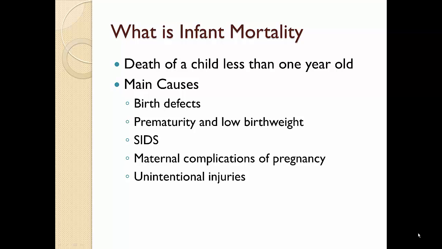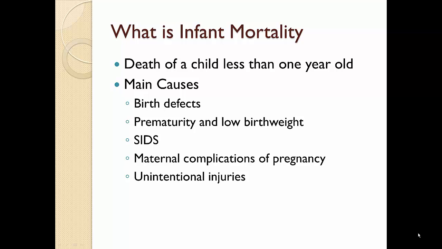The infant mortality rate is used as an indicator of a nation's health and well-being because the factors that affect the rate include things like maternal health, quality and access to medical care, socioeconomic conditions, and public health practices, among others.